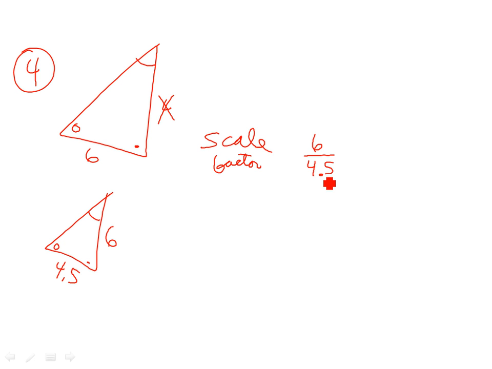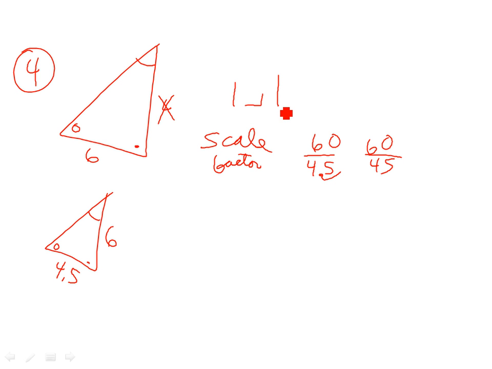Let's do it this way then. What could we do to get rid of that decimal? Times it by 10. If you times the bottom by 10, what do you have to do to the top? Now this is a lot of extra work that I'm hoping you can get away from after a while. You got 60 over 45. Now try that on your calculator.